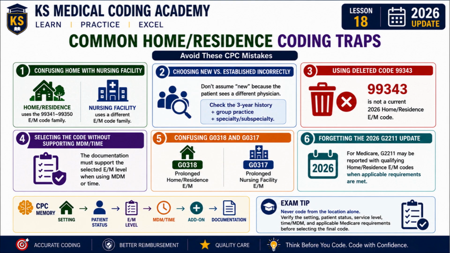Another common mistake is confusing G2318 with G2317. G2318 is for prolonged home or residency M services, while G2317 is for prolonged nursing facility services. Finally, remember the 2026 G2211 update and verify that all applicable Medicare requirements are met. For the CPC exam, remember, setting → patient status → E/M level → MDM, time → add-on → documentation. Think before you code, and always let the documentation guide your final code selection.